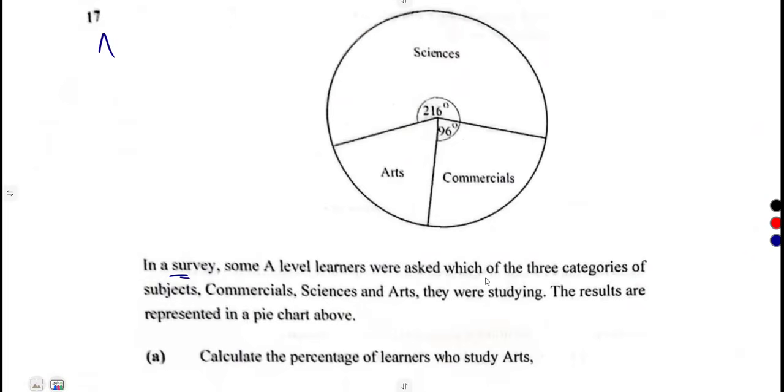We were asked which of the 3 categories of subjects, commercials, sciences, arts, they were studying. The results were represented in a pie chart above. Calculate the percentage of learners who study arts. So let us focus on the angle first.